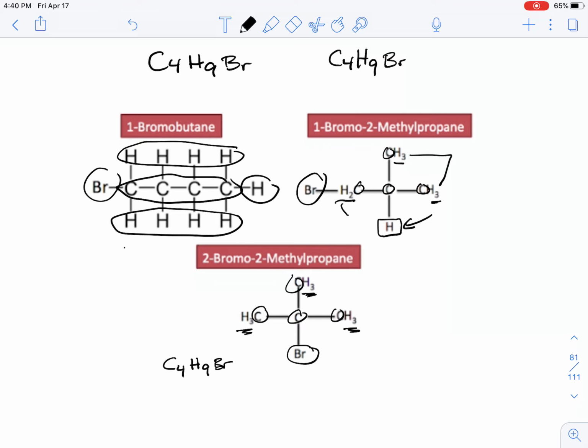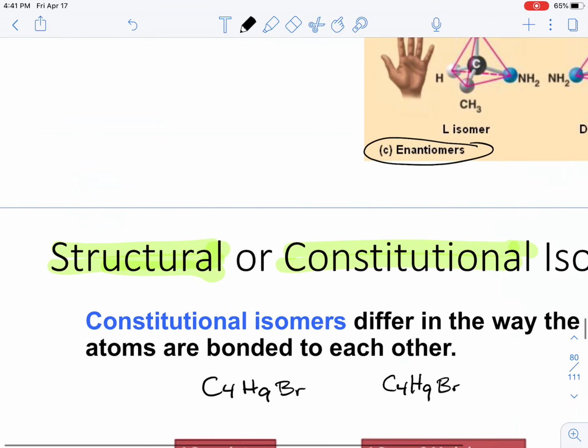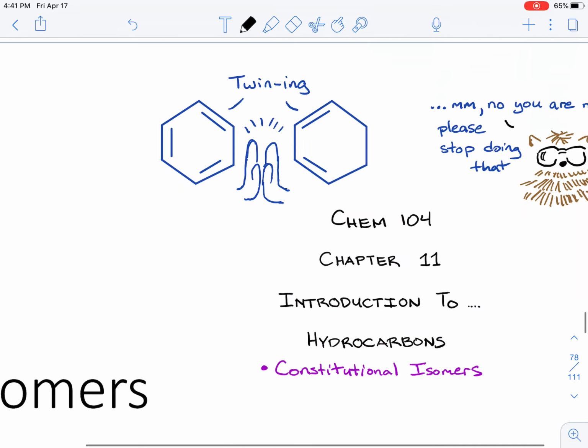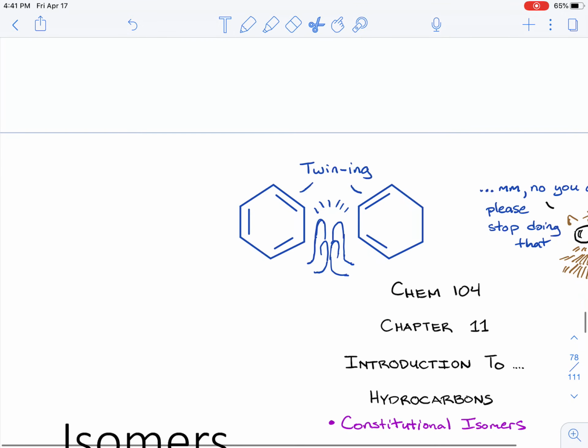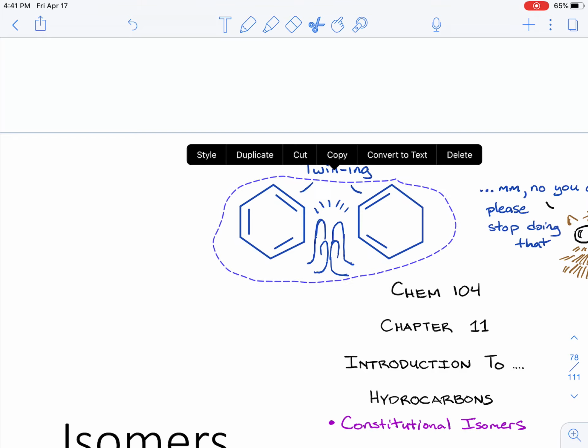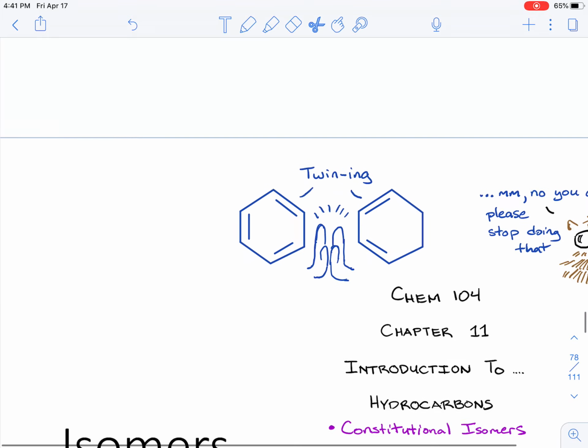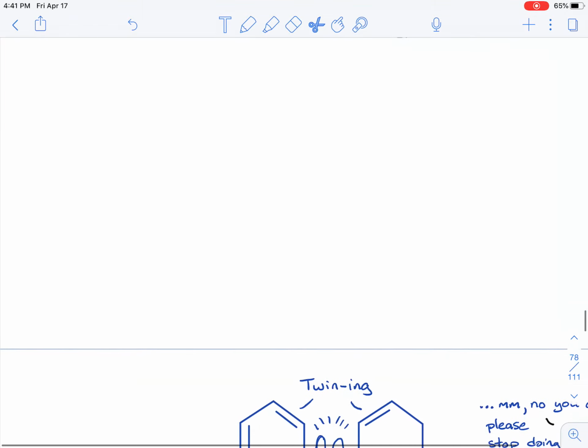Let's ask ourselves, what would be an example of 2 structures that are not constitutional or structural isomers of each other? Let's go back to that joke that I brought up at the very beginning. I'm going to copy and paste this and erase some stuff that we don't need.